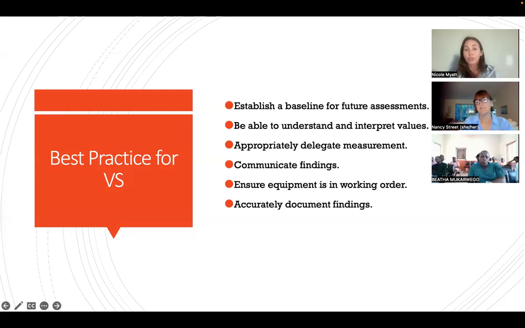We want to make sure that the equipment is in working order. So it's great to take a blood pressure or to take a temperature, but if your equipment is not working properly, then you're not getting a correct value. So you want to periodically look at the equipment and make sure that the equipment is working. And accurately document the findings.